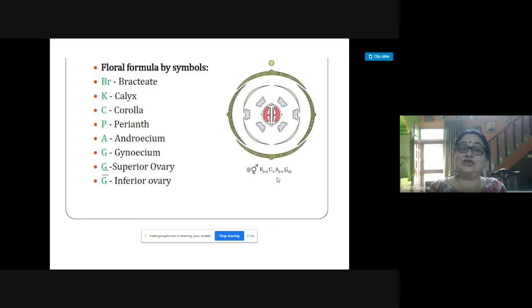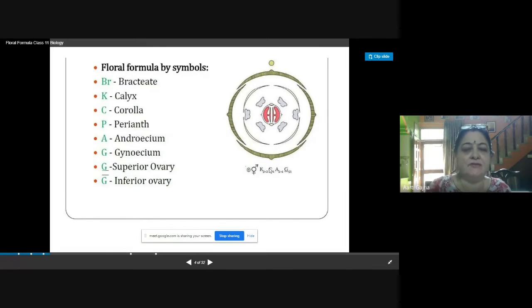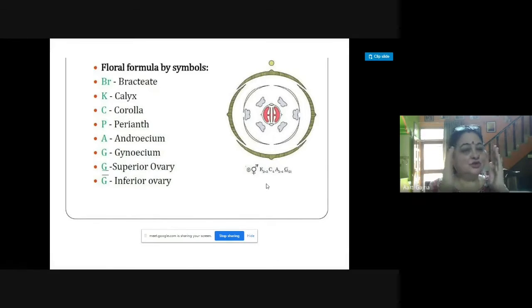Then androecium, A is for the androecium. Now for the androecium they have written 2 plus 4. Capital A is for the androecium. So in this formula, they have written A is 2 plus 4. That means they are in 2 bundles. 2 are fused and 4 are fused. So they are in 2 bundles, diadelphous.